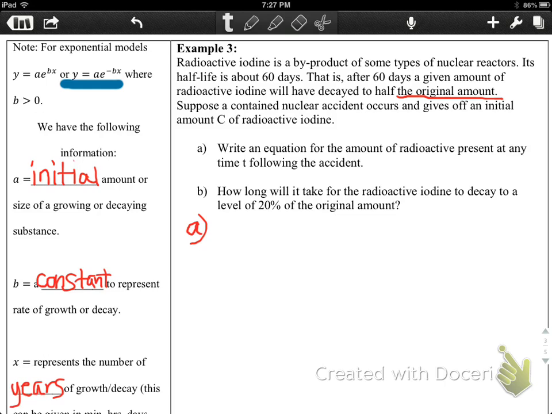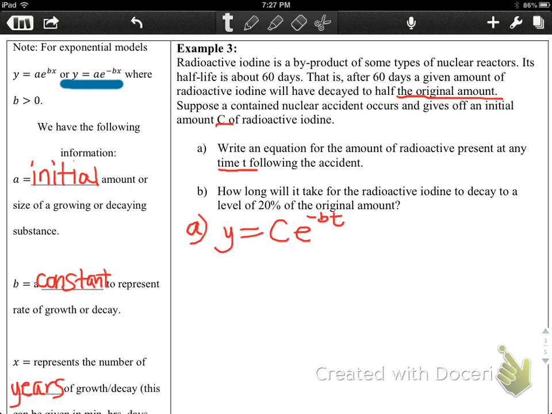And so it says, suppose a contained nuclear accident occurs and gives off an initial amount C of radioactive iodine. Okay, so we know we're going to use the decay model, and since we're talking equation in A, they want us to talk in terms of time T and our initial amount C. We're going to rewrite the decay function as Y equals C times e to the negative bt.